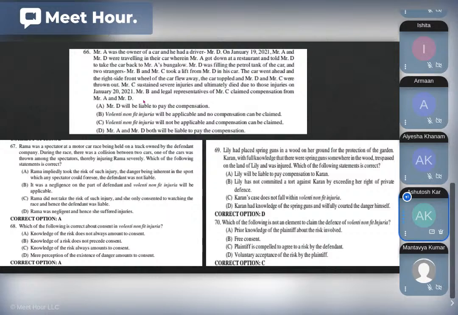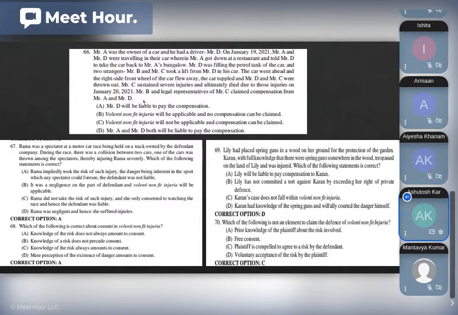रेस के वक्त क्या हुआ, 2 cars collide किए, one of the cars was thrown among the spectators and Rama was severely injured. So अभी क्या इनमें से कौन सा statement correct है? The first option says Rama impliedly took the risk of such injury, the danger being inherent in the sport which any spectator could foresee. मतलब जो भी जाके बैठ रहा है ये sport देखने को, he or she already knows कि इसमें एक inherent danger है, and she implied took the risk and the defendant was not liable.